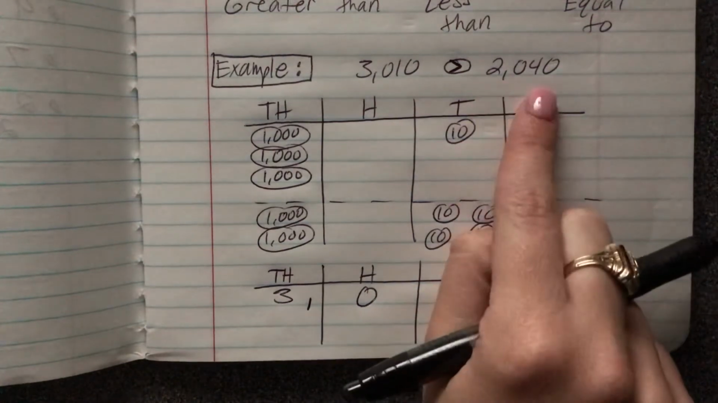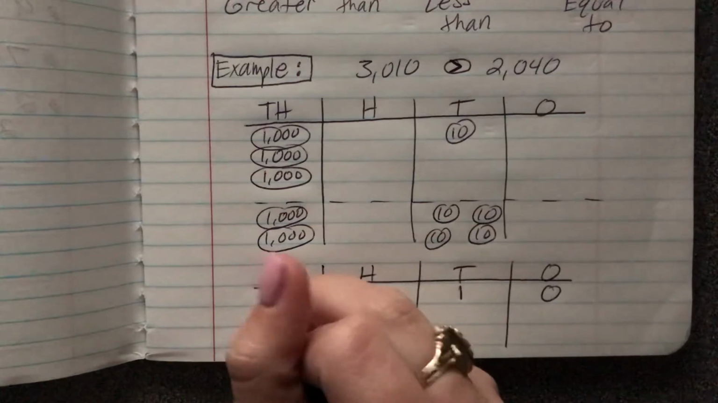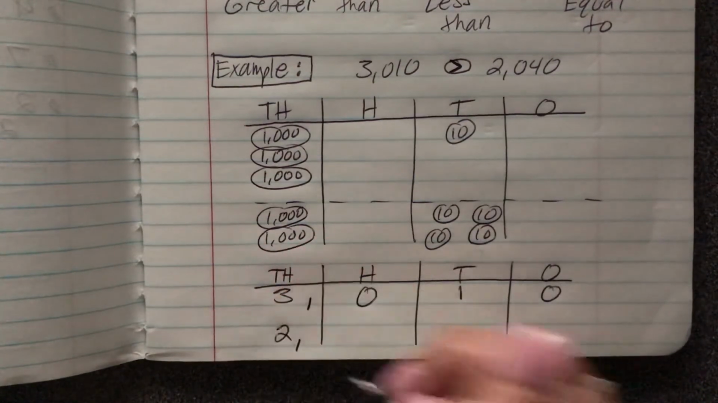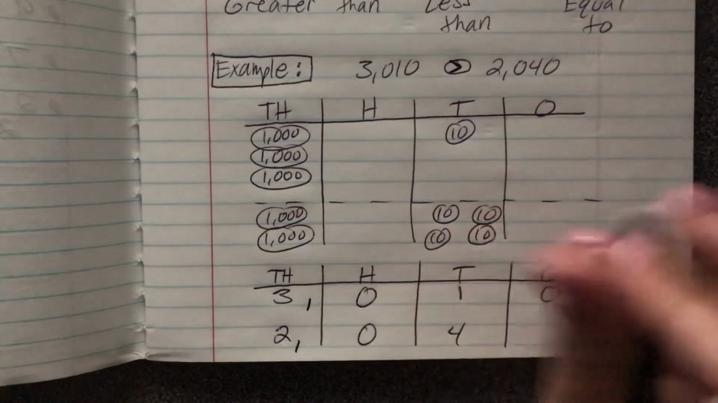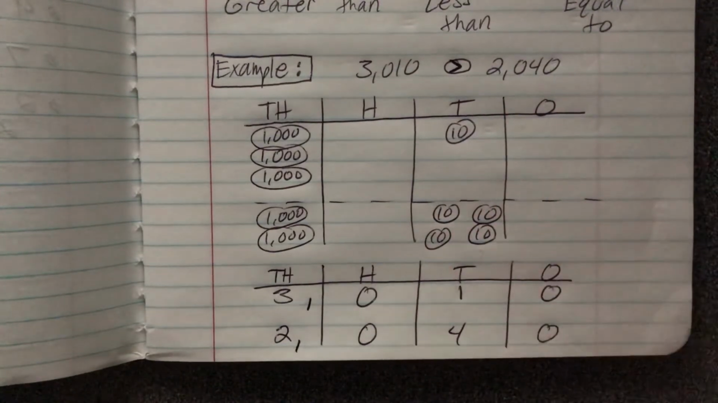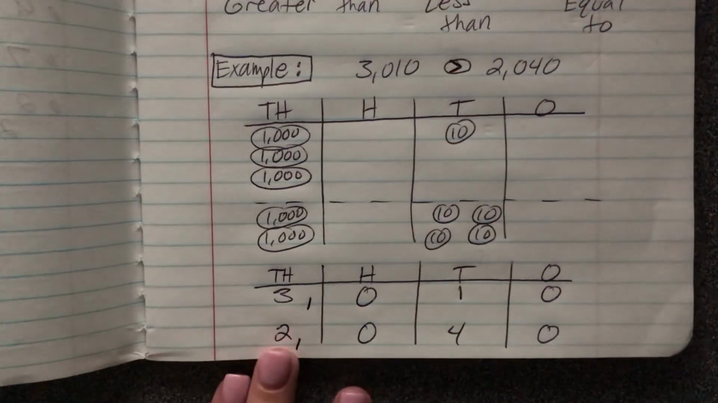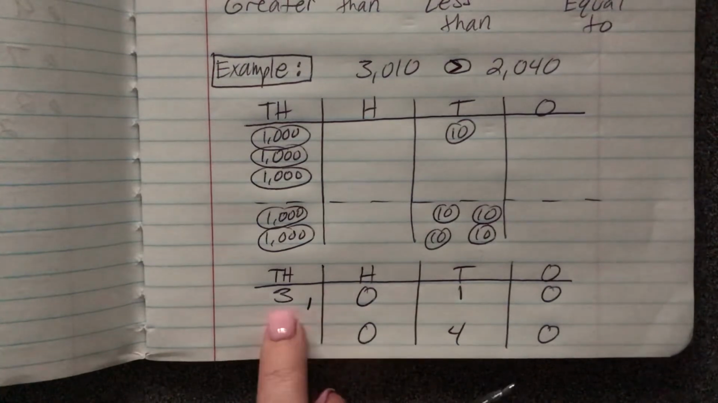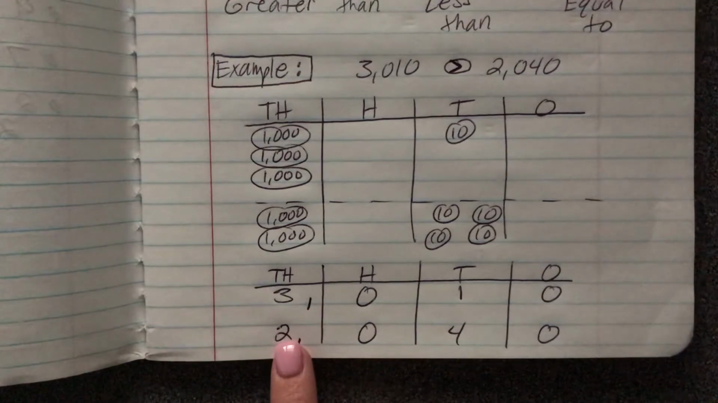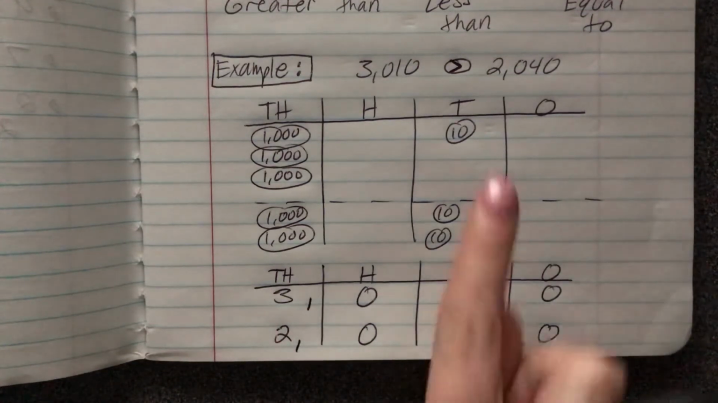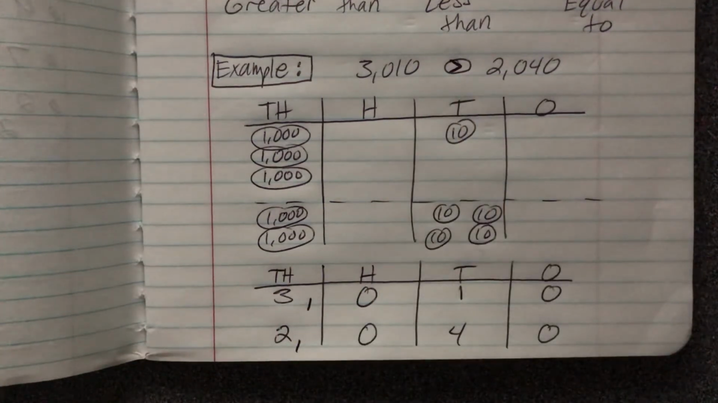So now let's look at our 2,040. So in the thousands place, we have a 2. I'm going to put that comma. Nothing in the hundreds, a 4 in the tens, nothing in the ones. So again, same concept. So starting with the greatest value, the greatest place, we're comparing a 3 and a 2. Already we can see that the 3 is going to be greater than the 2. So we can say that 3,010 is greater than 2,040.